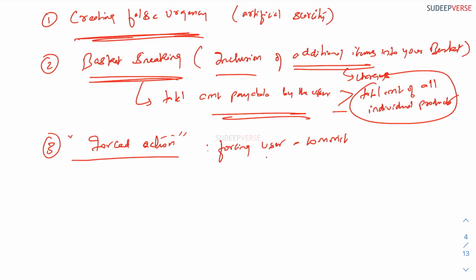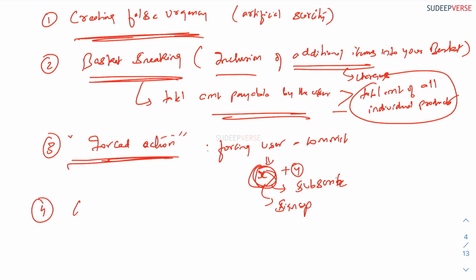For example, let us say the user wanted to buy a product called X. If the user wants to buy a product called X, you say that if you have to buy X, you have to buy Y also. Or you will say, if you have to buy X, you have to subscribe. Or you will say, if you have to buy X, you have to sign up. See, this way of forcing a commitment from the user, which is not necessary or which the user originally did not intend to do, is known as forced action.